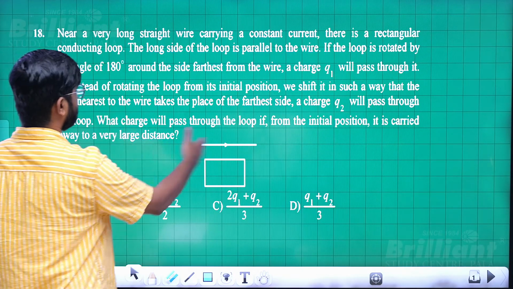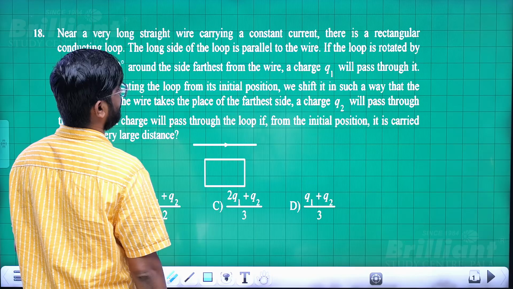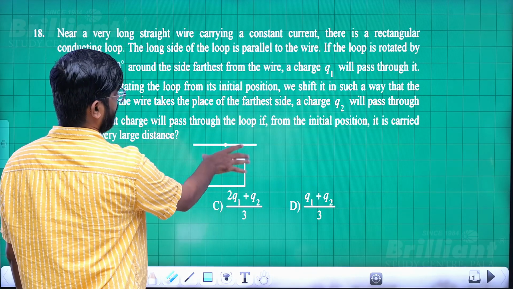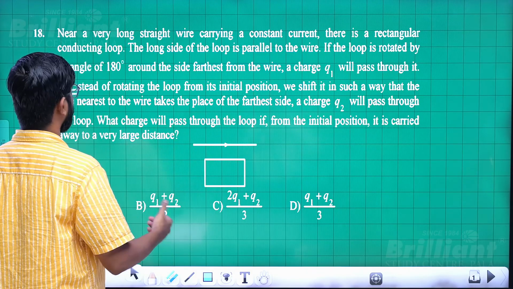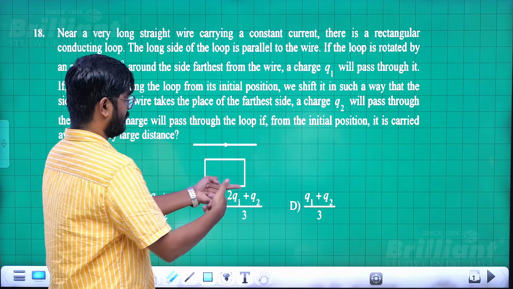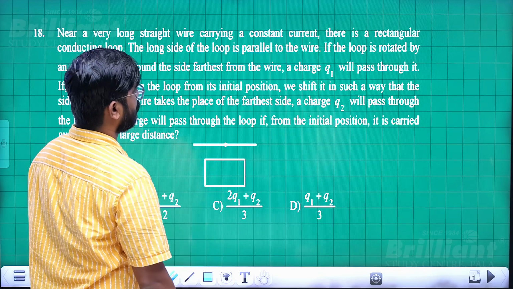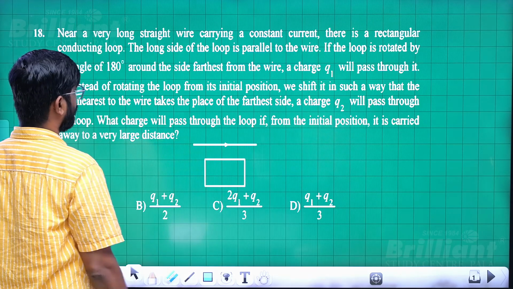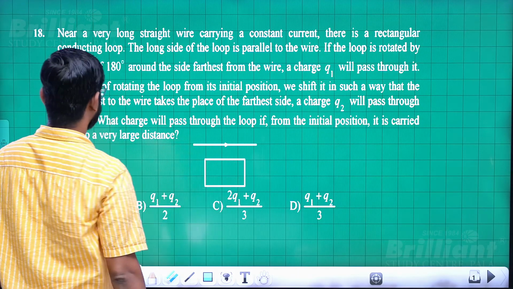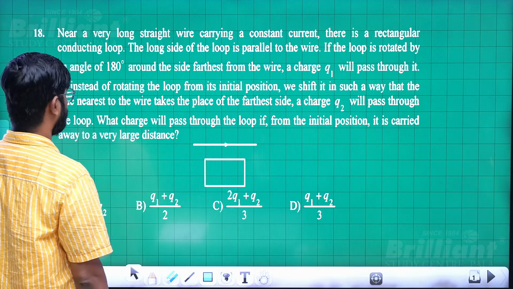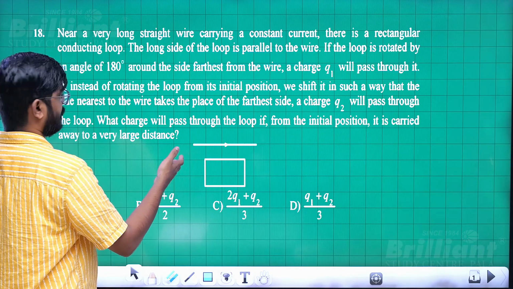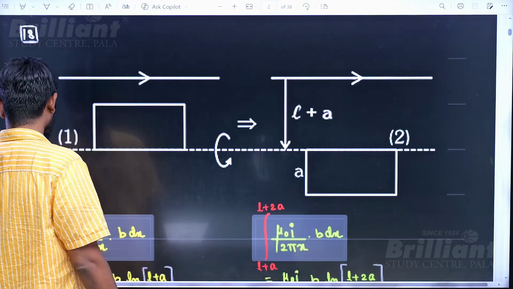Near a very long straight wire carrying a constant current, there is a rectangular conducting loop. The long side of the loop is parallel to the wire. If the loop is rotated by an angle of 180 degrees around the side farthest, so when you are rotating about this, charge q1 will pass through it. If instead of rotating the loop, you just move it in such a way that this one will come here, then the charge passed is q2. Then what is the charge passed if the loop from initial position is carried to a large distance?